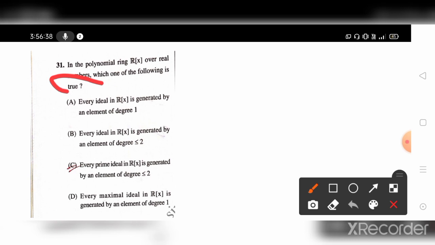Next question. In the polynomial ring R[x] over the real numbers, which one of the following is true? Every ideal of R[x] is generated by an element of degree 1. Every ideal in R[x] is generated by an element of degree less than or equal to 2. Every prime ideal in R[x] is generated by an element of degree less than or equal to 2. Option C is correct.